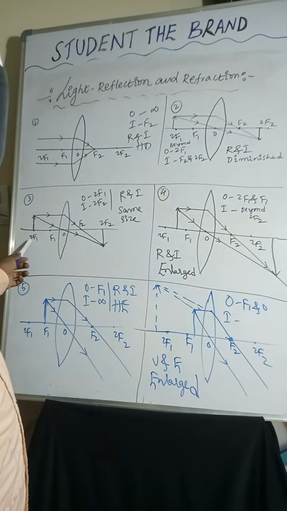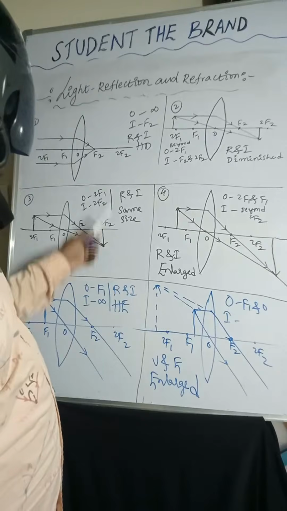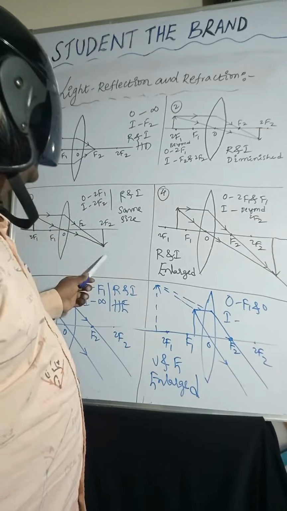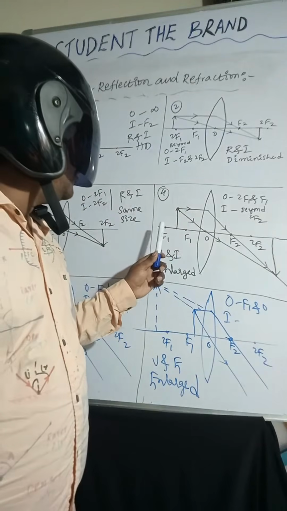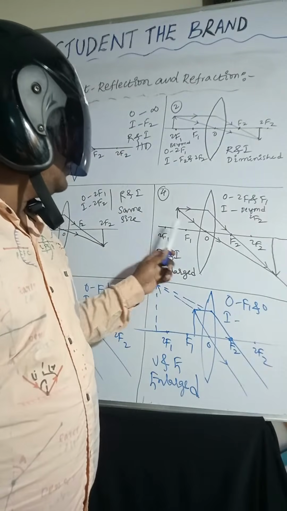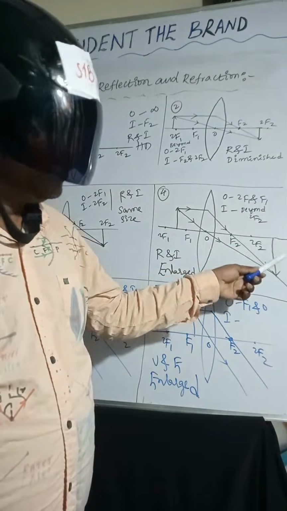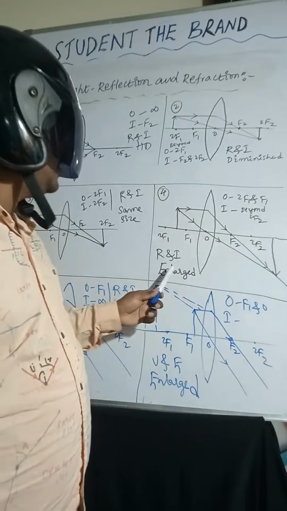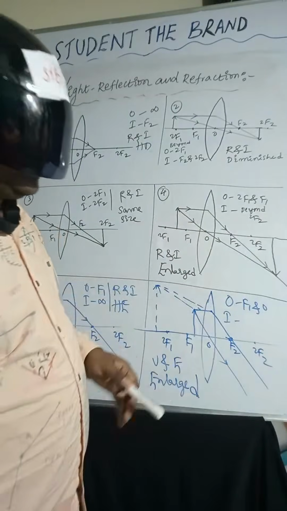Object is placed at 2F1, image will form at 2F2, nature of the image is real and inverted, same size. Object is placed between 2F1 and F1, image will form beyond 2F2. Nature of the image is real and inverted. Size of the image is enlarged.